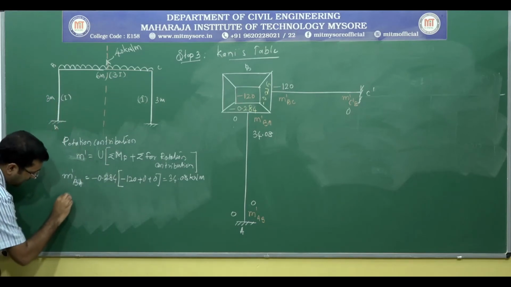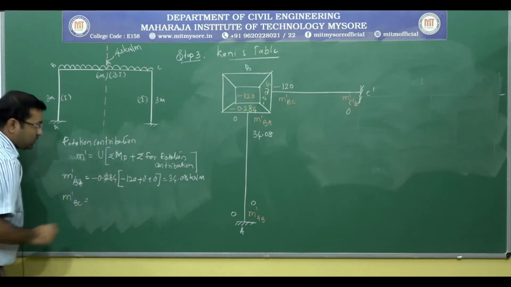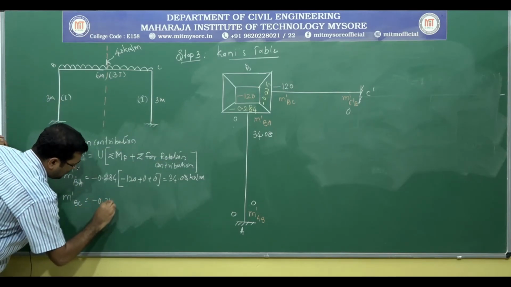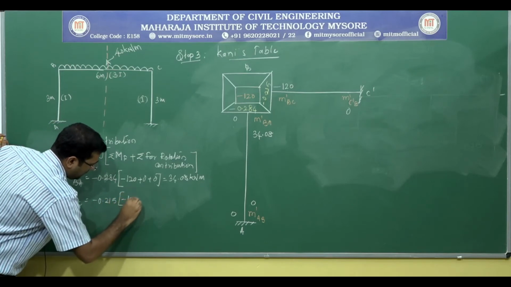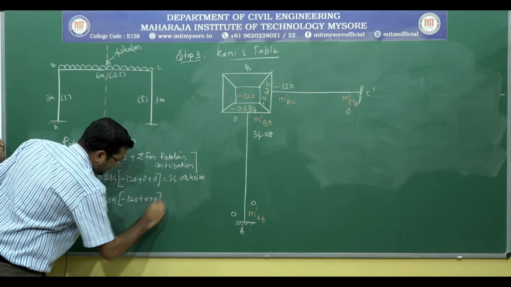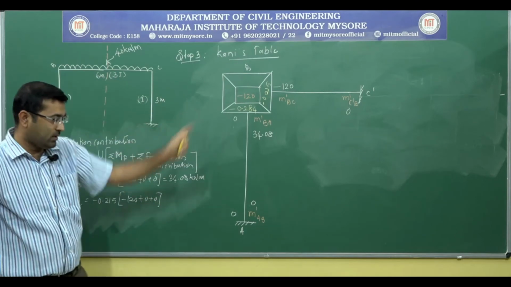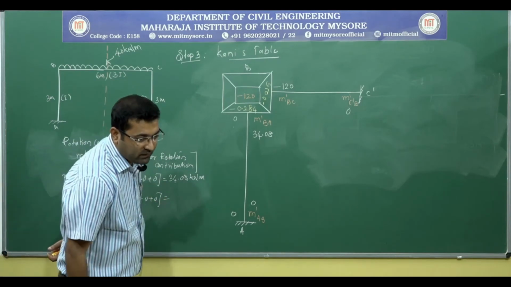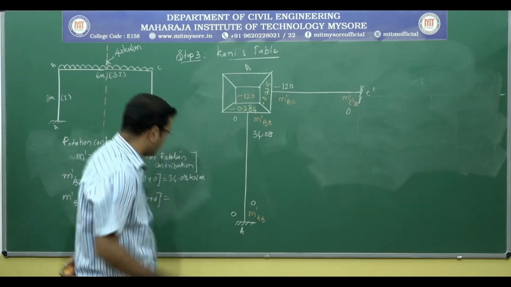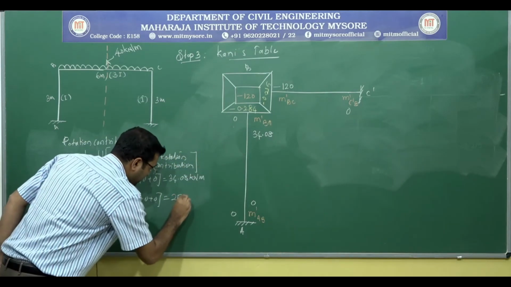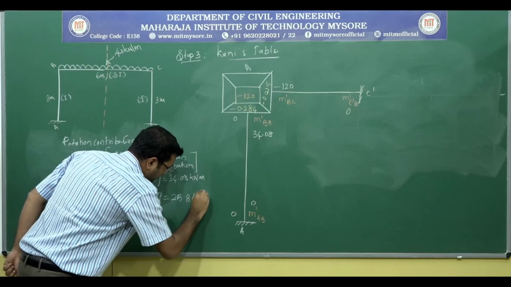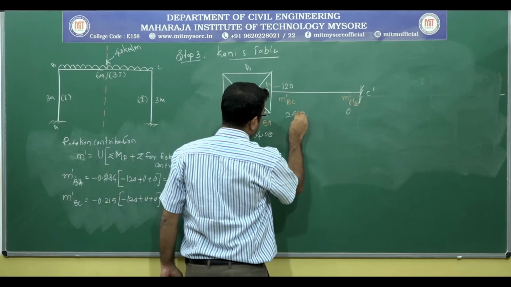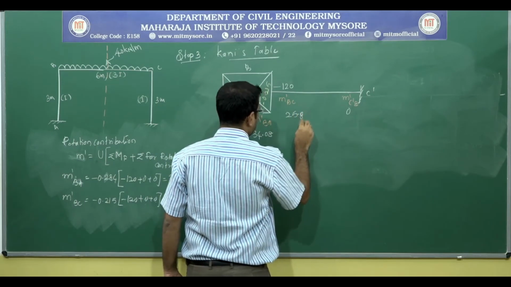Similarly, M dash BC is equal to the rotation factor, that is minus 0.215 into minus 120 plus 0 plus 0, because the far end rotation contributions here are 0. So this gives me a value of plus 25.8 kilonewton meter, which I am going to write here.